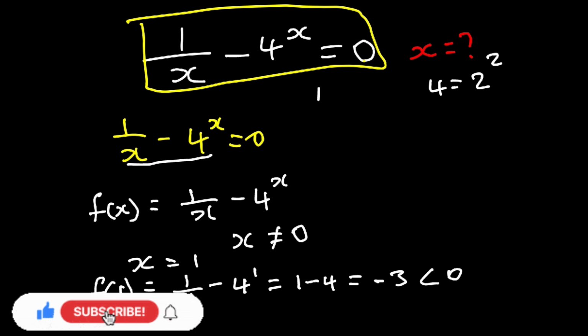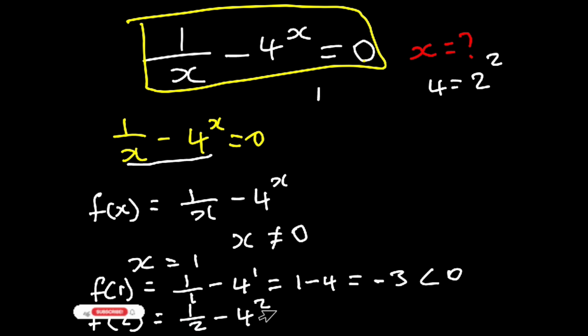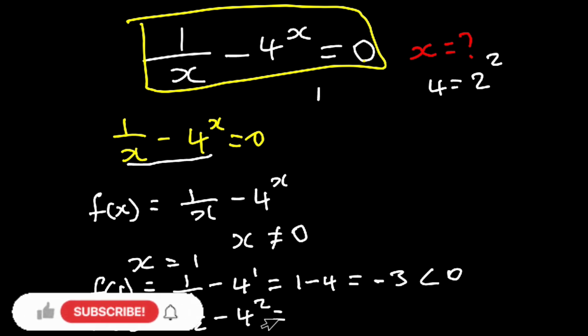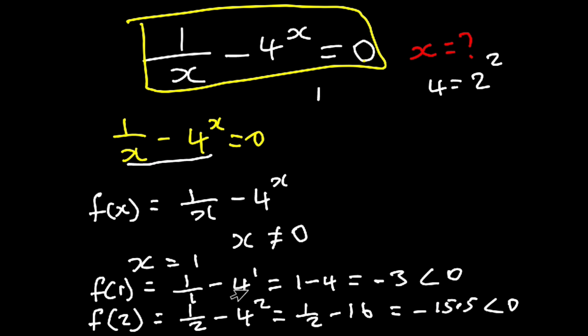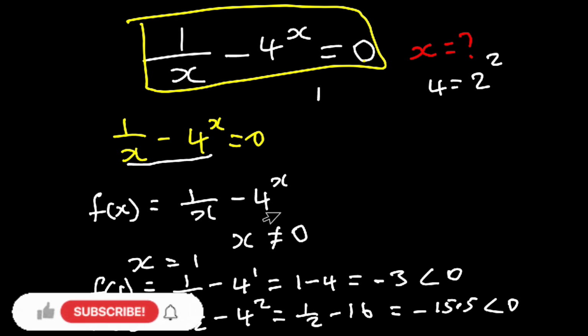And then we know that negative 3 is less than 0. So let's test f of 2. So we have half minus 4 squared. And then this is going to be equal to, if you put it in your calculator, half minus 4 times 4 is 16. We are going to get negative 15.5, which is way less than 0. So it means that as this value of x increases, our number tends towards negative infinity.